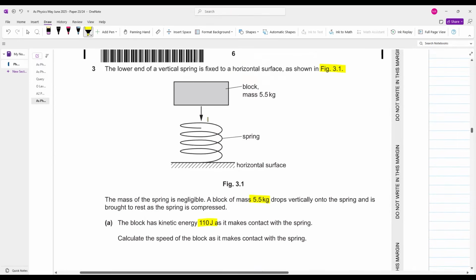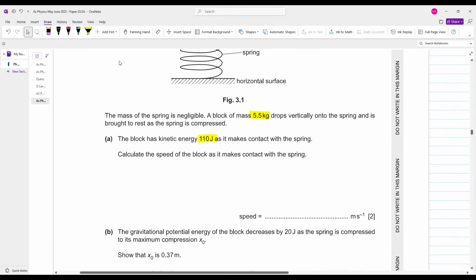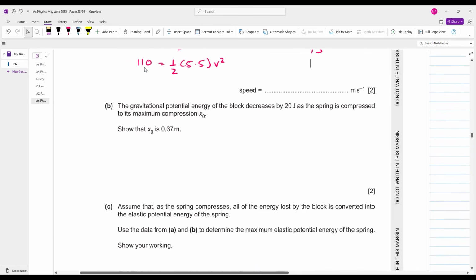ठीक है. Block की kinetic energy क्या है? 1110 joules as it makes contact with the spring. Okay. Calculate the speed of the block as it makes contact with the spring. Okay. Kinetic energy is equal to half mv square. Kinetic energy 1110 है. Half into mass क्या है बेटा? 5.5 into velocity का square. Can you calculate the answer? 1110 into 2, divided by 5.5, taken under root of the answer. The velocity comes out to be 6.3. Velocity is 6.3 meters per second. Simple. Let's further move ahead.